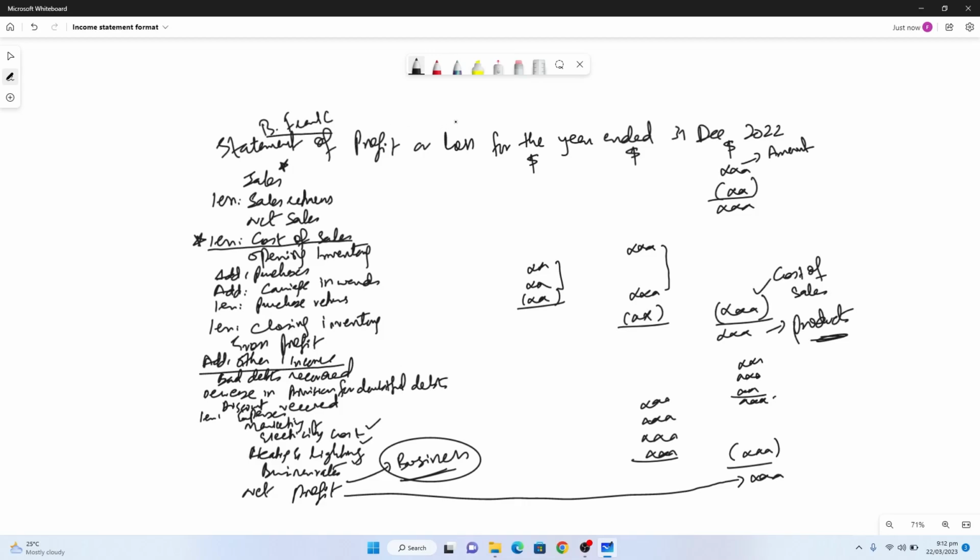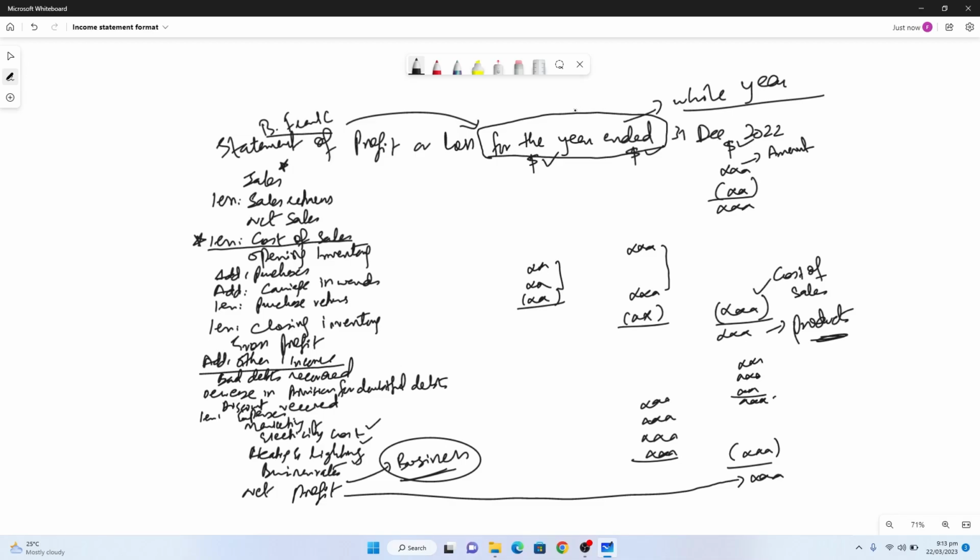Let's start with this. I know the format is somewhat messy, but you can understand it. The title of the business comes in the middle, then it starts from here: Statement of profit or loss for the year ended 31st December 2022. For the year ended is very important for students, because it is talking about the whole year. Whatever activities happen within the whole year, we need to record that.